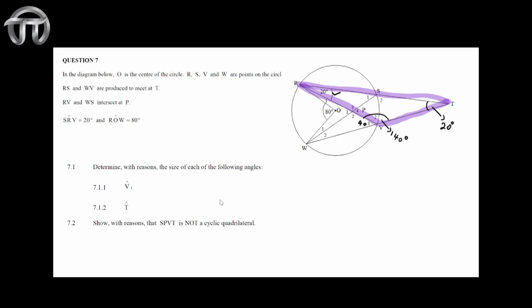So how do we answer this one? Here we're going to say V2 is 140 degrees. Why do we say that? This is an angle on a straight line.